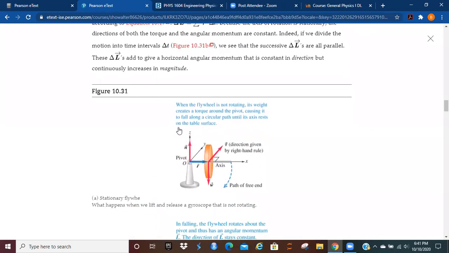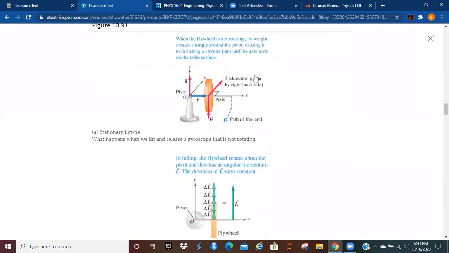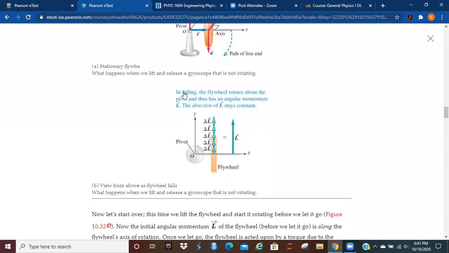So let's take a flywheel that is not rotating. The weight of the flywheel is going to cause a torque around the pivot, causing it to fall along a circular path until its axis rests on the table's surface. So you've got the weight here, you've got the moment arm here, you've got a normal force up here. If you take the cross product of those two, it produces a torque which goes this way, and the path of the free end is going to fall. In falling, the flywheel rotates about the pivot and thus has an angular momentum, and in other words, the angular momentum is going to be this way.